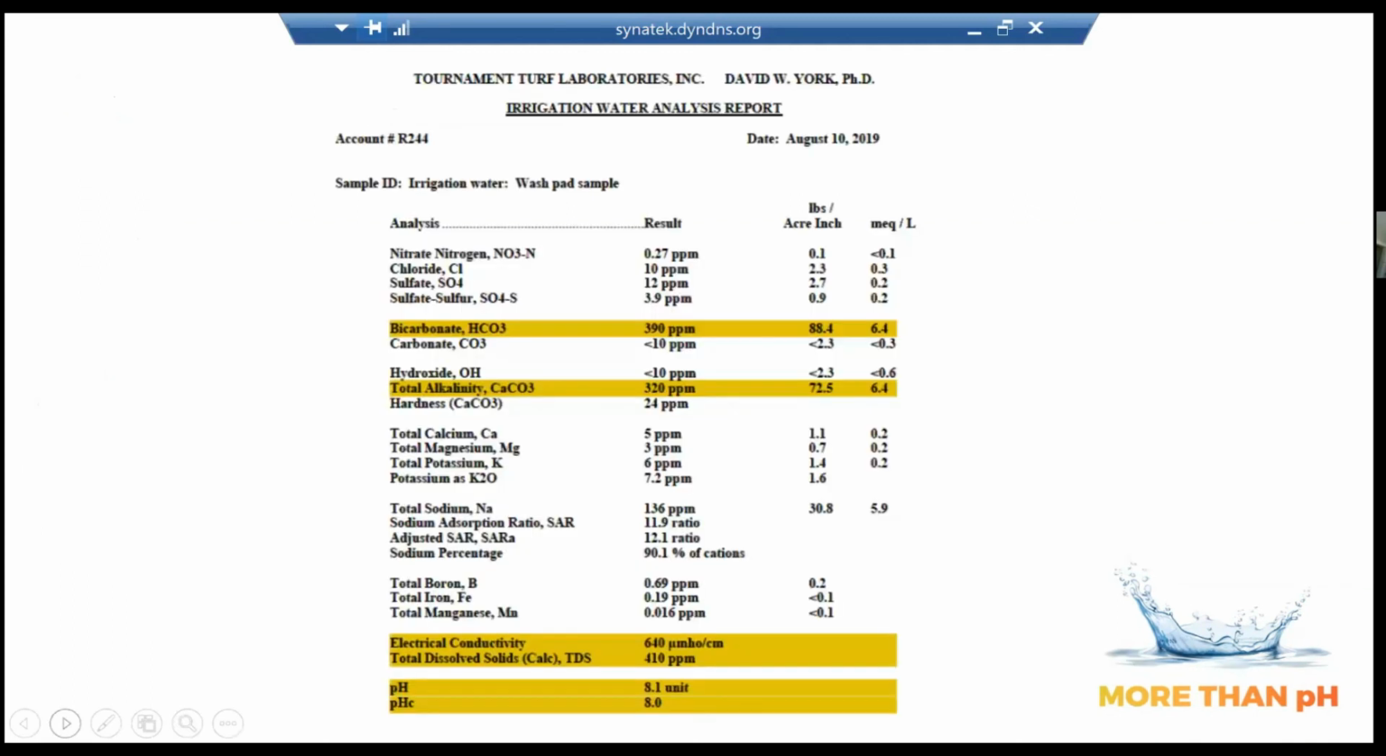So let's go back to, now that hopefully anybody hasn't left or is still awake, let's go back to this first test that we showed from this wash pad sample. I'll tell you what, let's go to the next one, because this is what he's irrigating with.